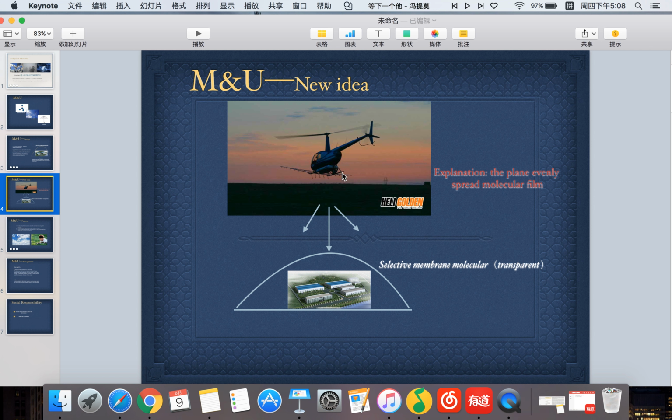So for my product, I have some new ideas in the future. You can see the picture here. This is the airplane. So with a molecular selective membrane, we can implement it using technical means. My idea is that we can spray this evenly from a place with a higher surface. Its model is like an umbrella. It looks like this one.